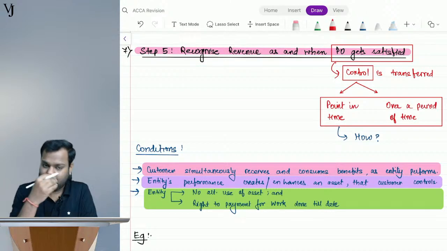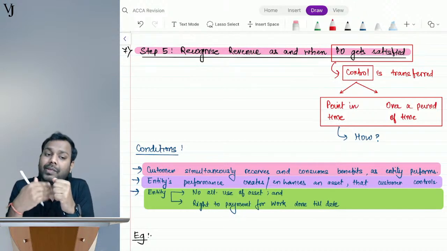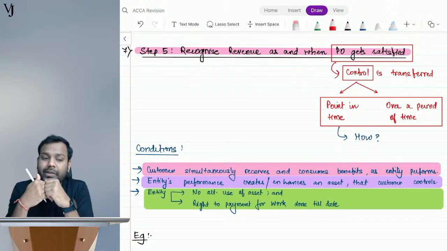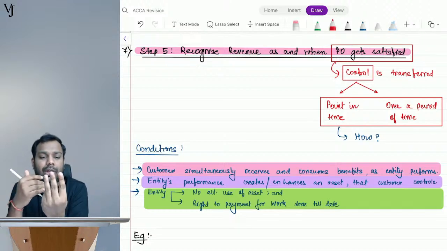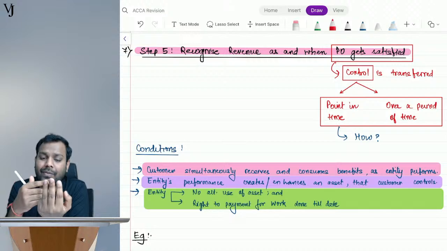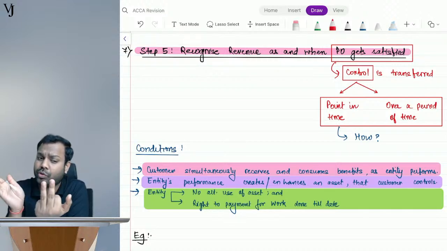Understand, guys? Recognize revenue as and when your performance obligations get satisfied. You had 3 performance obligations. Let's suppose on the date of the sale itself, one performance obligation gets satisfied. Recognize the revenue for that. Don't wait for the others to get satisfied.